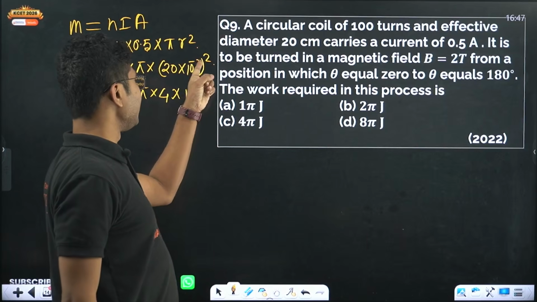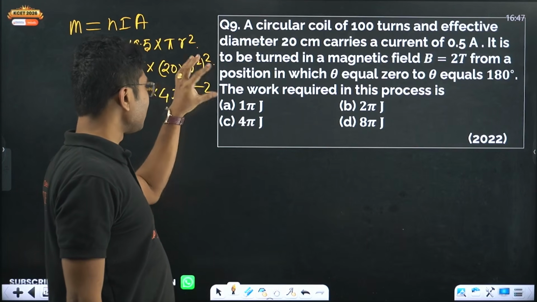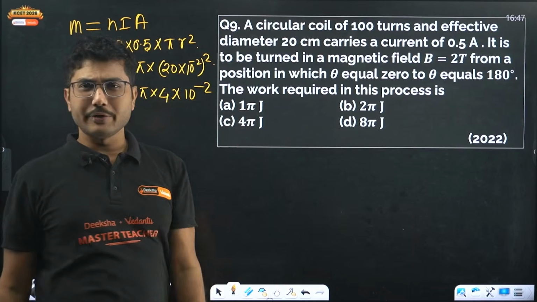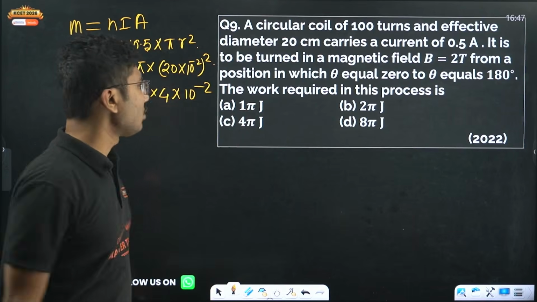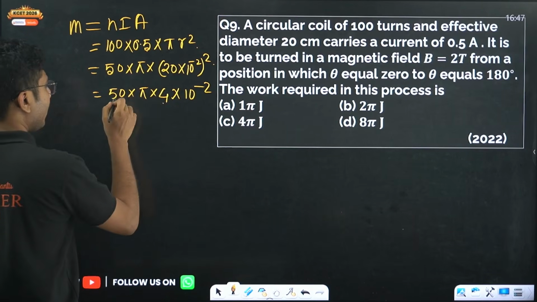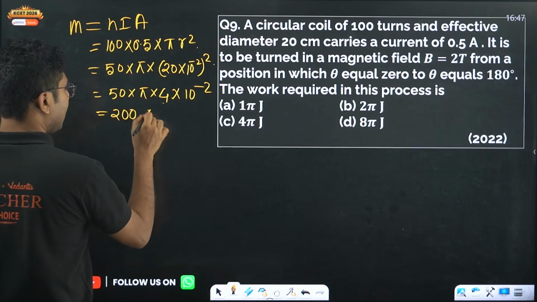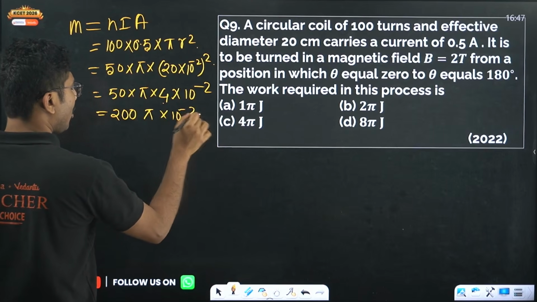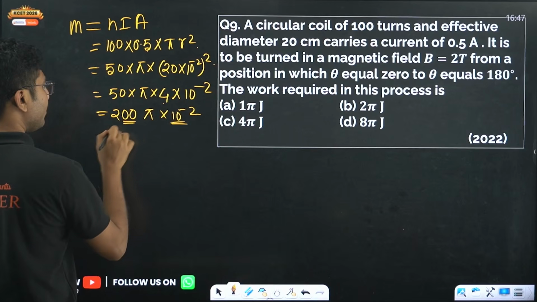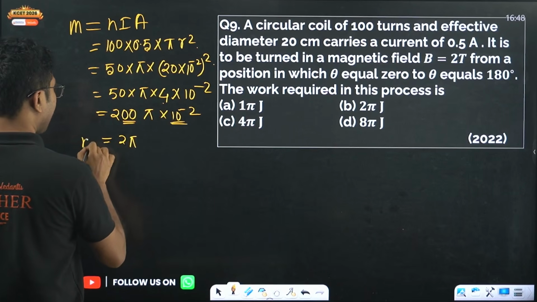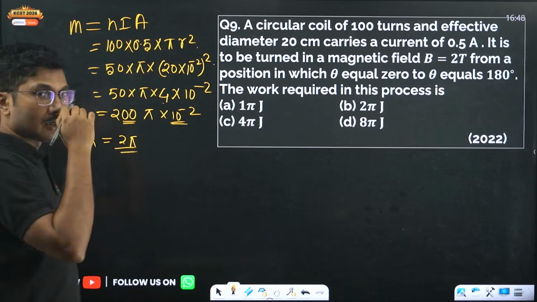So 10 is reduced from this 20, and then the square of that will be 10 to the power of minus 2. If you are confused, you can write 400 into 10 to the power of minus 4. That is also okay. Now 4 into 50 is 200, pi into 10 to the power of minus 2, the 2 zeros cancel, so you get 2 pi. So 2 pi is the magnetic moment of the coil.